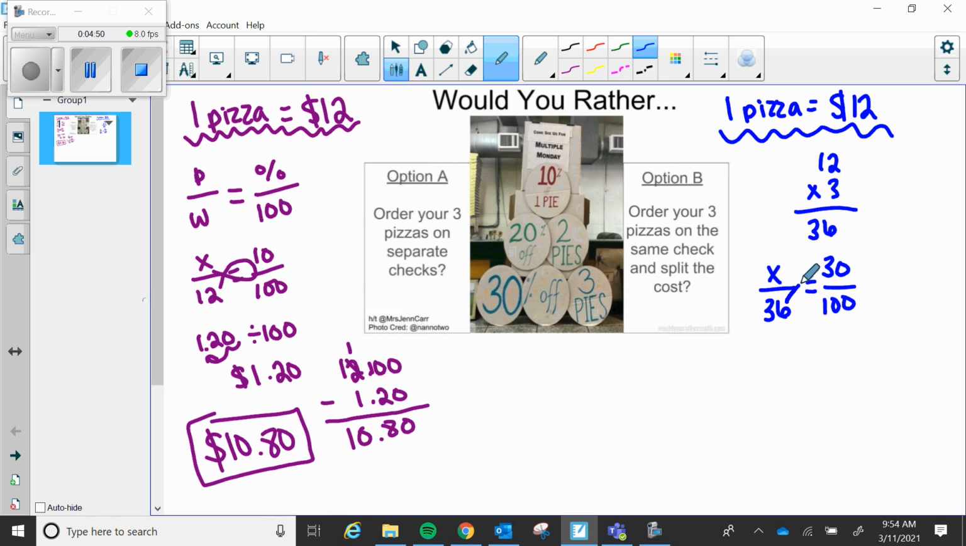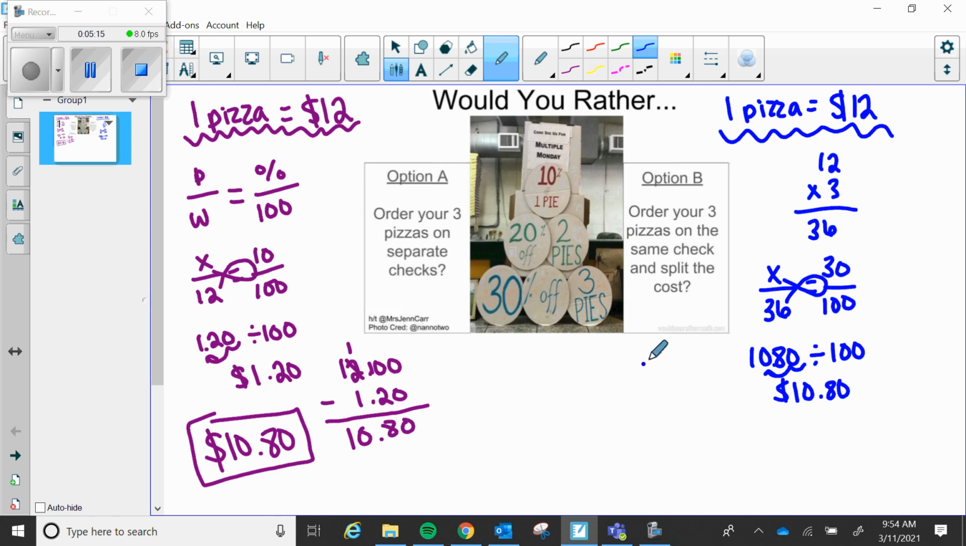So 36 times 30 divided by 100. 36 times 30 is 1,080, and then I divide that by 100. Same thing, I just move the decimal over 2 places. So then it would be $10.80 off of my total price of 36.